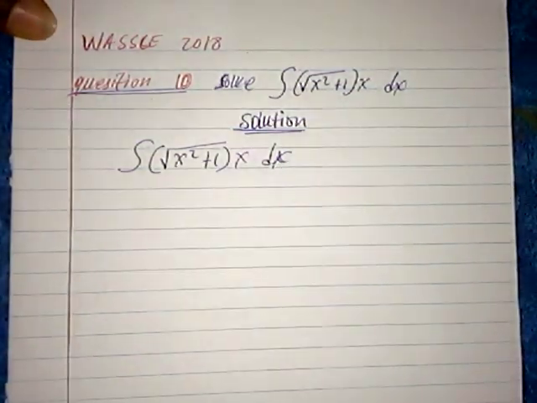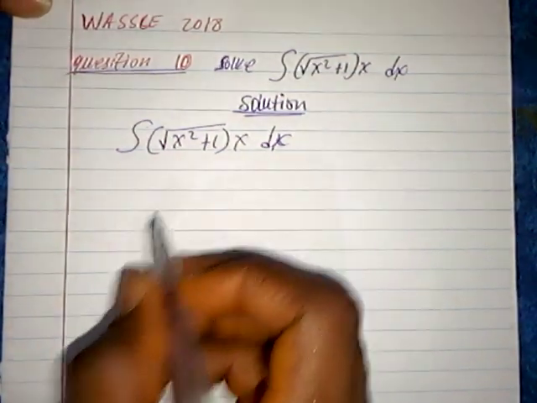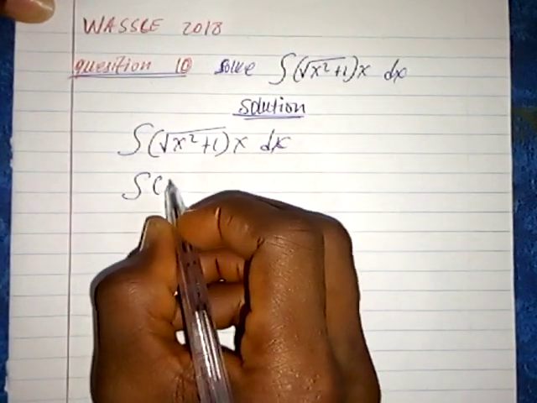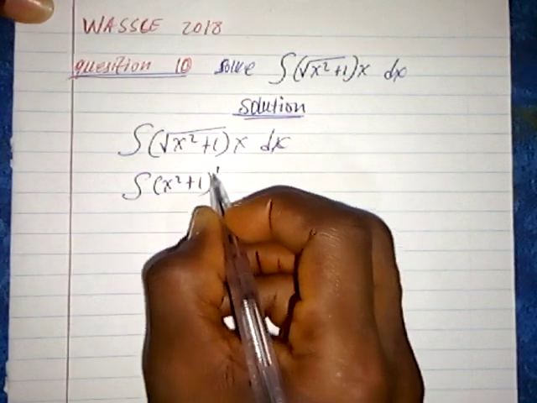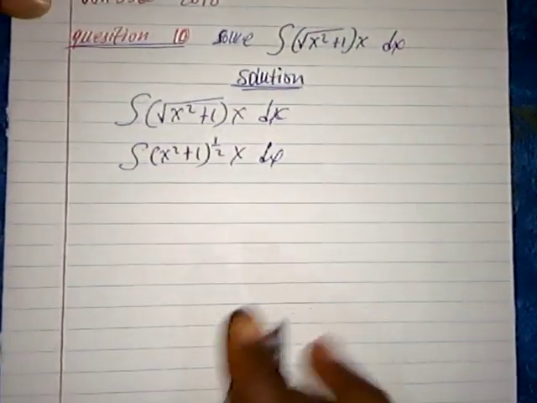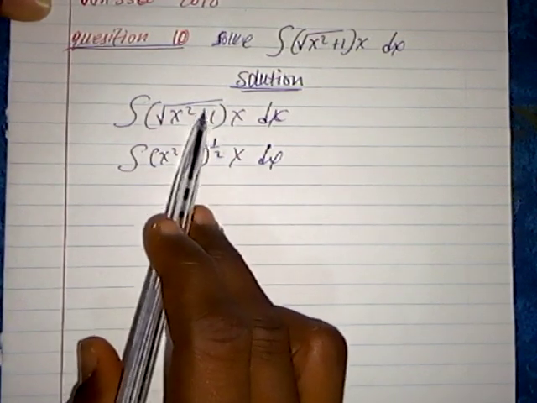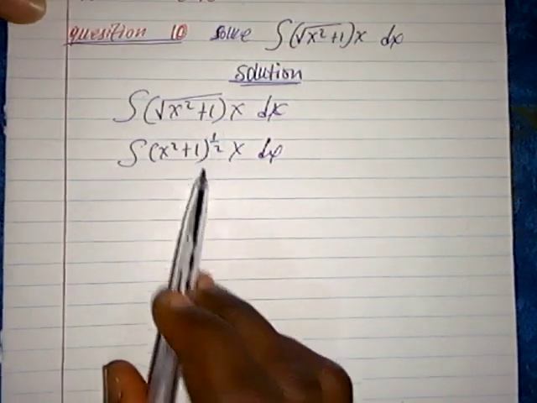Anytime you see an integral that has a root, what are we going to first do? The first thing is to remove the root. Take note. So the integral of x squared plus 1 all raised to the power 1 upon 2 times x dx. You see the procedure? We have removed the square root by giving a power of 1 upon 2.